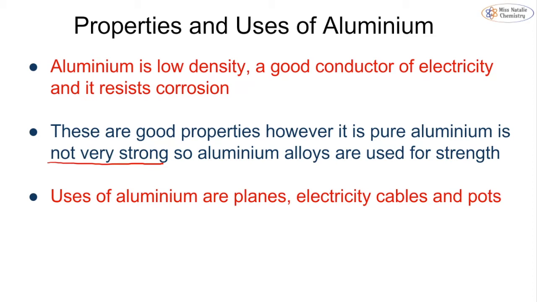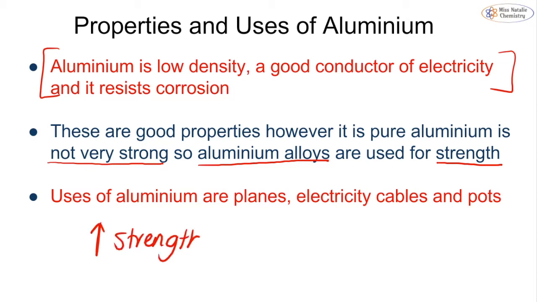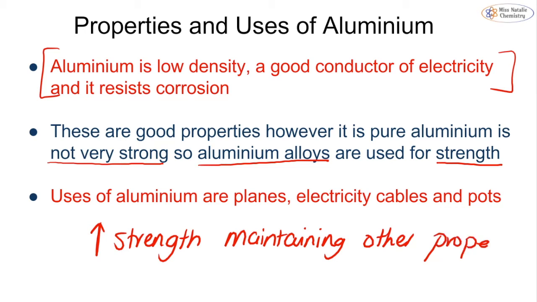So what we tend to do is we will mix the aluminium with another metal to make an aluminium alloy. That increases its strength, but it still keeps all of these other properties. So we're increasing the strength and maintaining the other properties. So we are improving the aluminium.